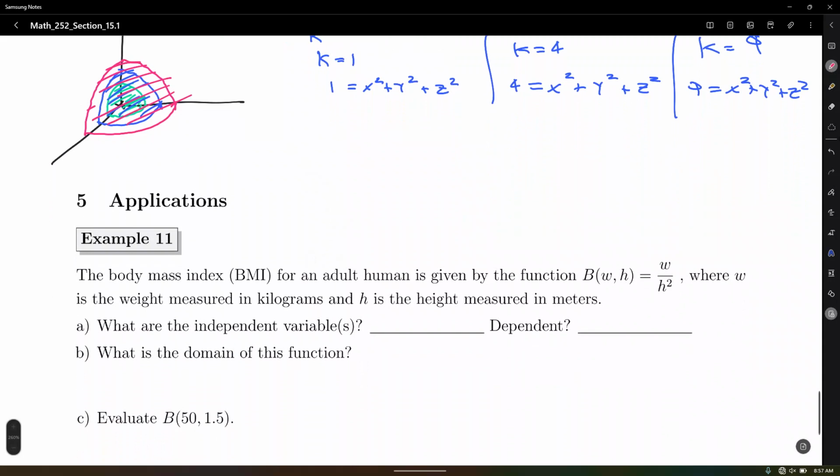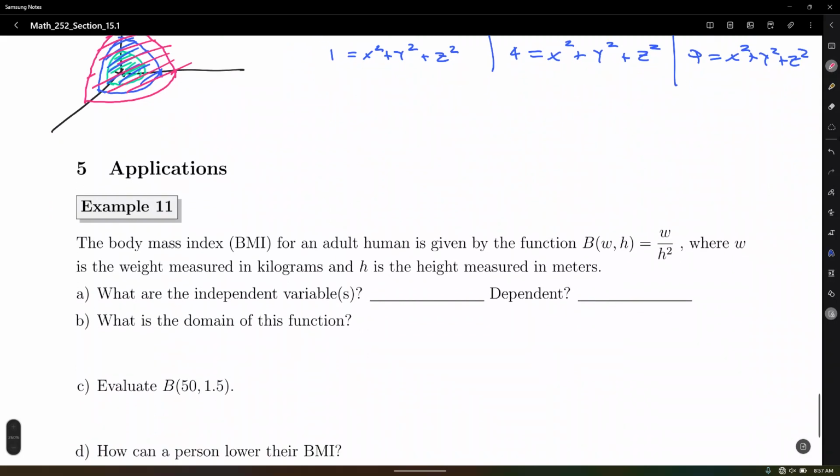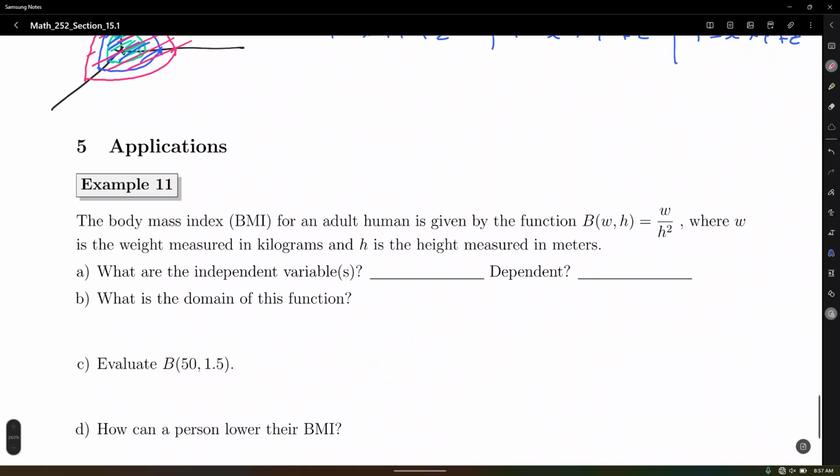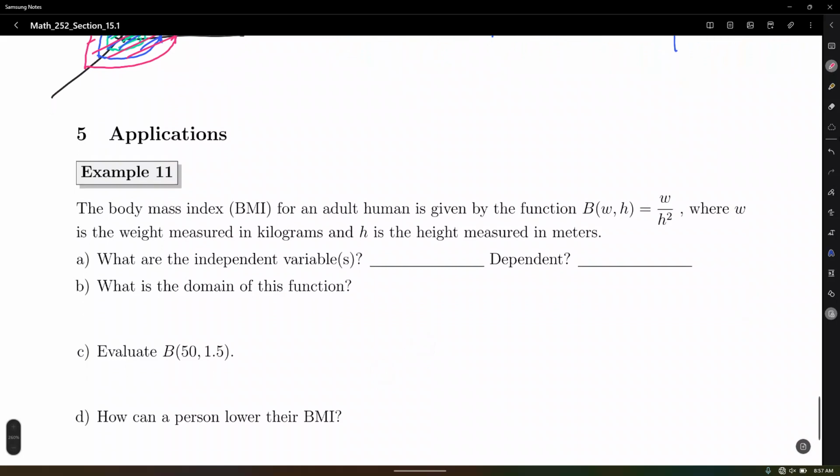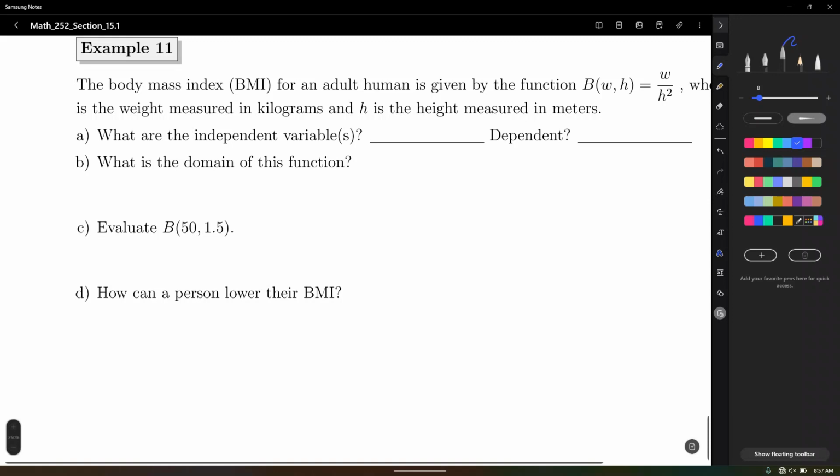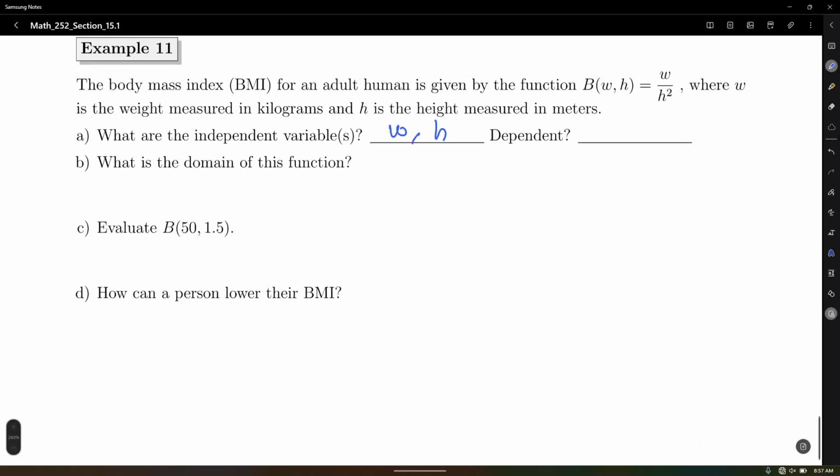The body mass index, called BMI, for an adult human is given by a function of 2 variables that depends on W and H. That is W over H squared, where W is the weight measured in kilograms and H is the height measured in meters. So let's talk about domain restrictions for this function. But first of all, let's list the independent variables. So what are the independent variables here? W and H, right? And the dependent variable? That's B, all right?